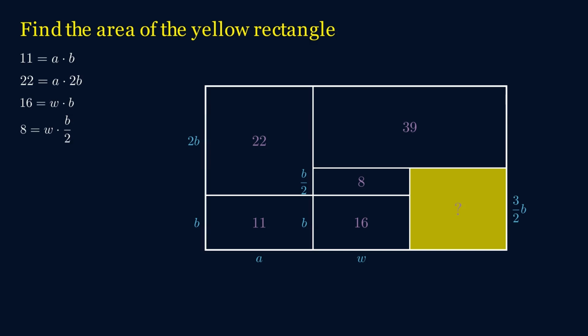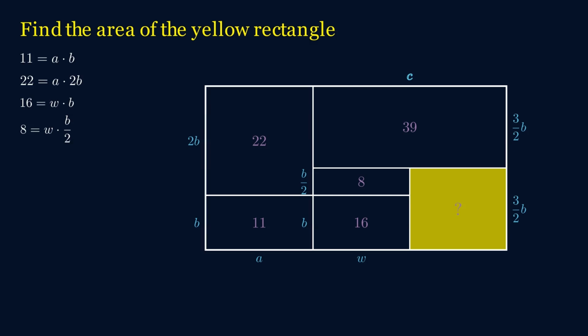Now go to the big rectangle on top with area 39. It stretches all the way across above the 8 rectangle and above the yellow rectangle. The height of the 39 rectangle is equal to the height of the 22 rectangle minus the height of the 8 rectangle. So it is 2B minus half B, which is 3/2 B.